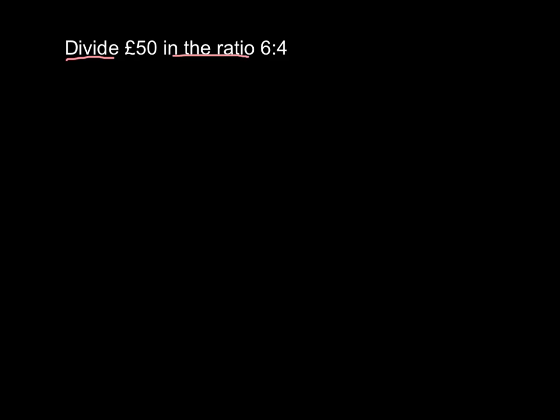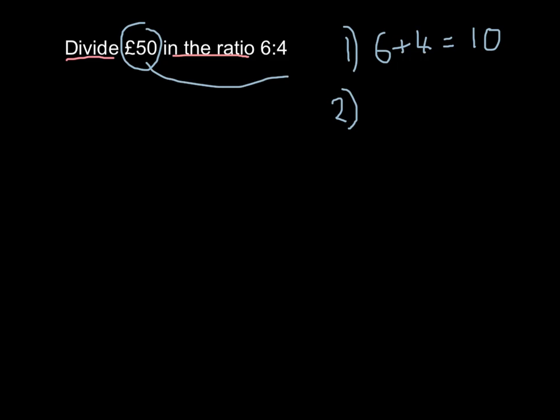The first thing we need to do is work out how much the ratio adds up to. So the first step here that I'm going to do is 6 plus 4, which is going to give me 10. The second step I'm going to do is take the 50 and divide this by my 10, which will give me 5.